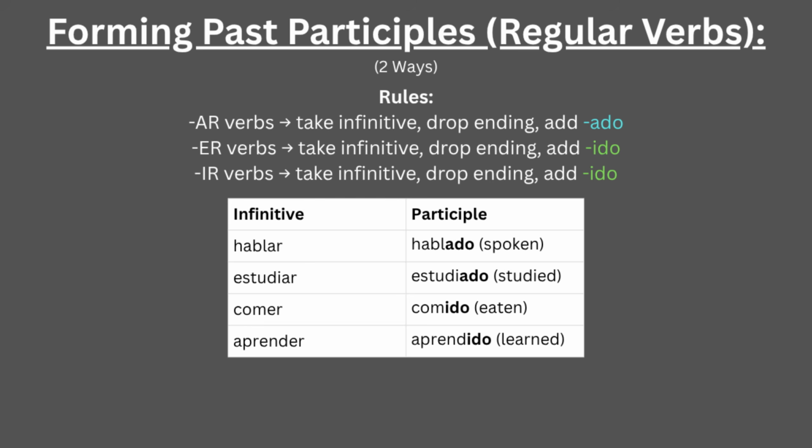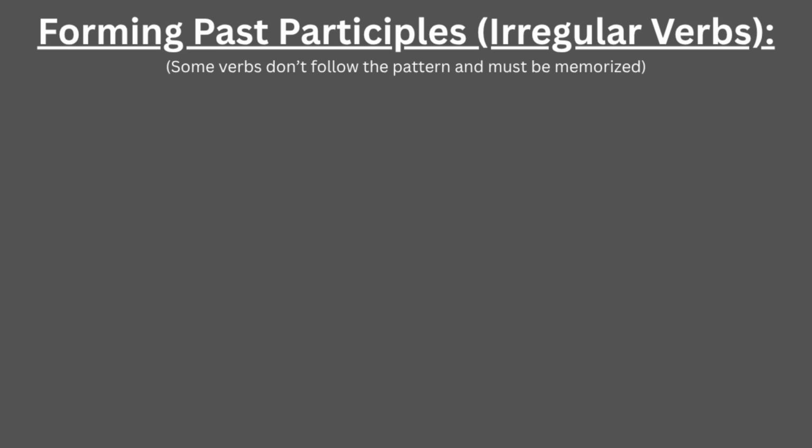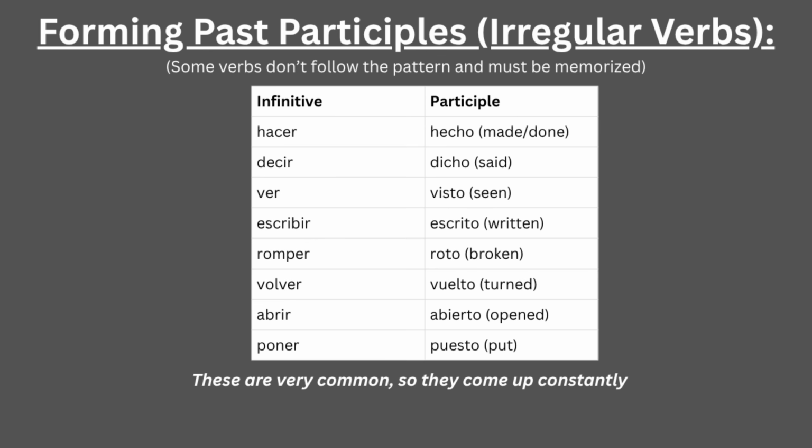This is a list of regular verbs, but Spanish has exceptions, which are irregular past participles. Some verbs don't follow this pattern, so we just have to remember them. Such verbs show up in many sentences. Hecho, made or done. Dicho, said. Visto, seen. Escrito, written. Roto, broken. Vuelto, turned. Abierto, opened. Puesto, put.